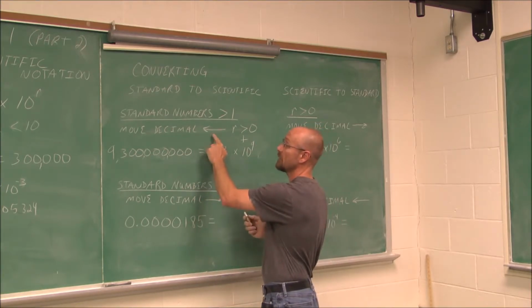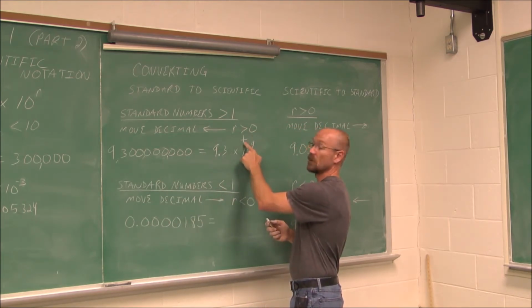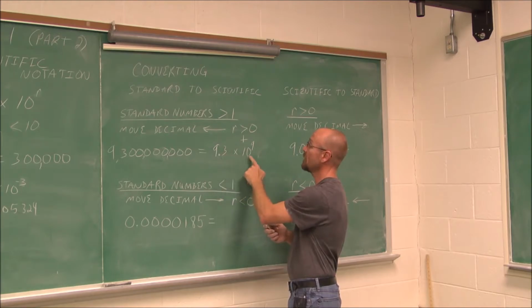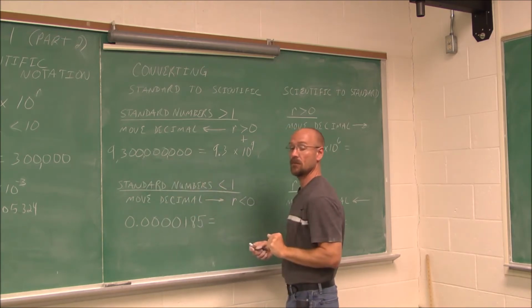Because I moved it to the left, this is a positive value. r is greater than 0. It's positive. So I have 9.3 times 10 to the 9th. Positive exponents means this is a large number. And we saw it came from that large number.